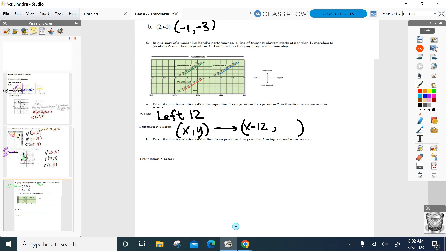Comma, did I go anywhere with the Y's? Nope. So you have 2 options. You can just write Y, and that's it. Didn't go anywhere. Or if you want to put +0, -0, that's up to you. But we can just leave it Y because we didn't touch it.